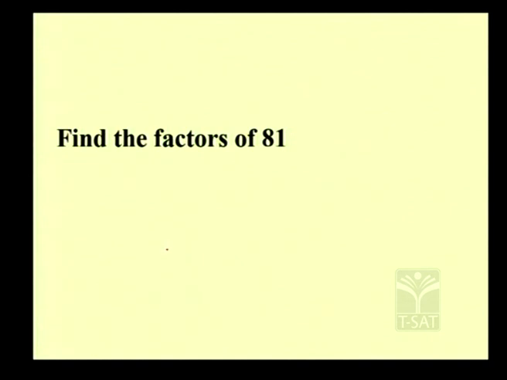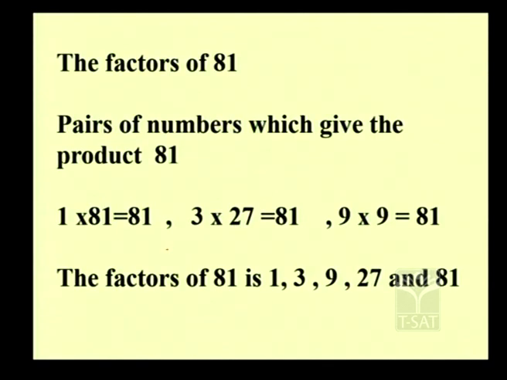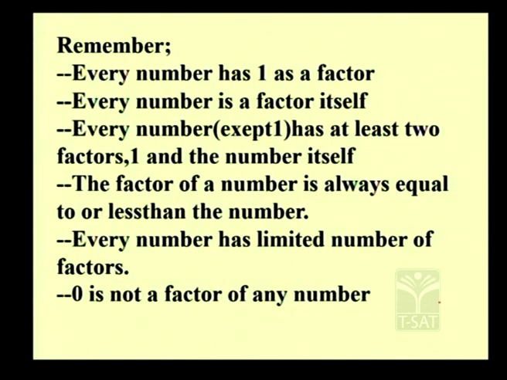Find the factors of 81. To find the factors of 81, first we have to write 81 as a product of some other numbers. See the factors of 81. Pairs of numbers which give the product of 81. 1 into 81 is 81. 3 into 27 is 81. 9 into 9 is also 81. Then what are the factors of 81? 1, 3, 9, 27, and 81 into 1 is also 81. So, 81 is also a factor of itself, right.